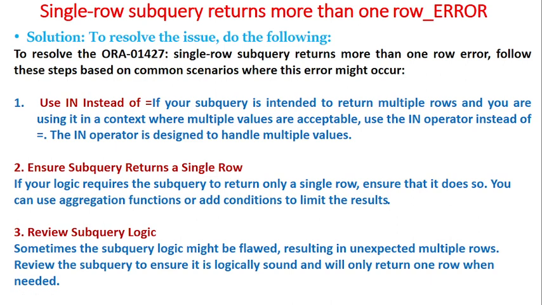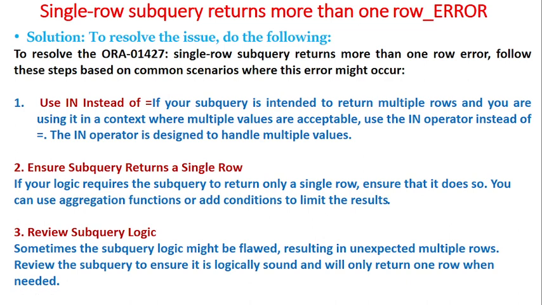Sometimes the subquery logic might have some errors or flaws, and because of that the result we are getting is multiple rows. So you can review your subquery logic and the code you have written, so that only one row is returned whenever it is required, and there is no fetching of more than one record from your subquery. Basically, you need to write your subquery properly.